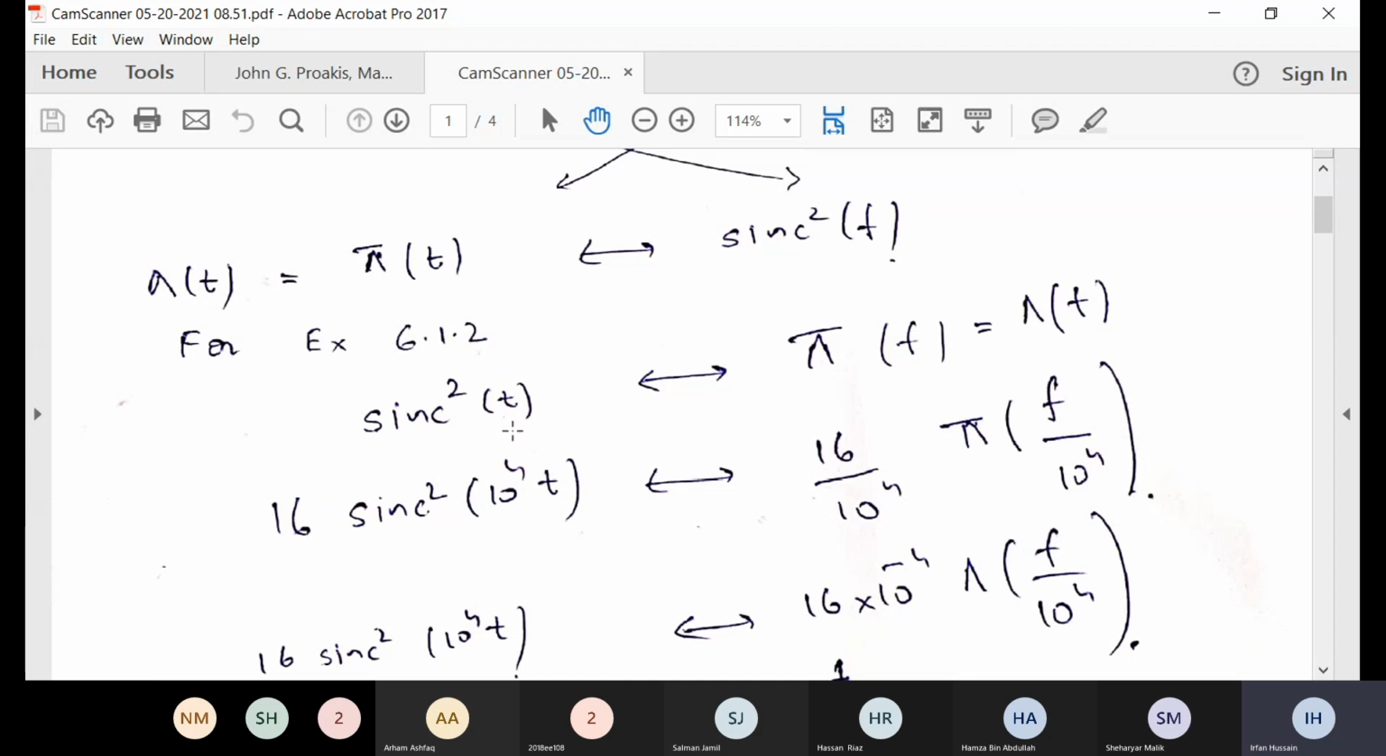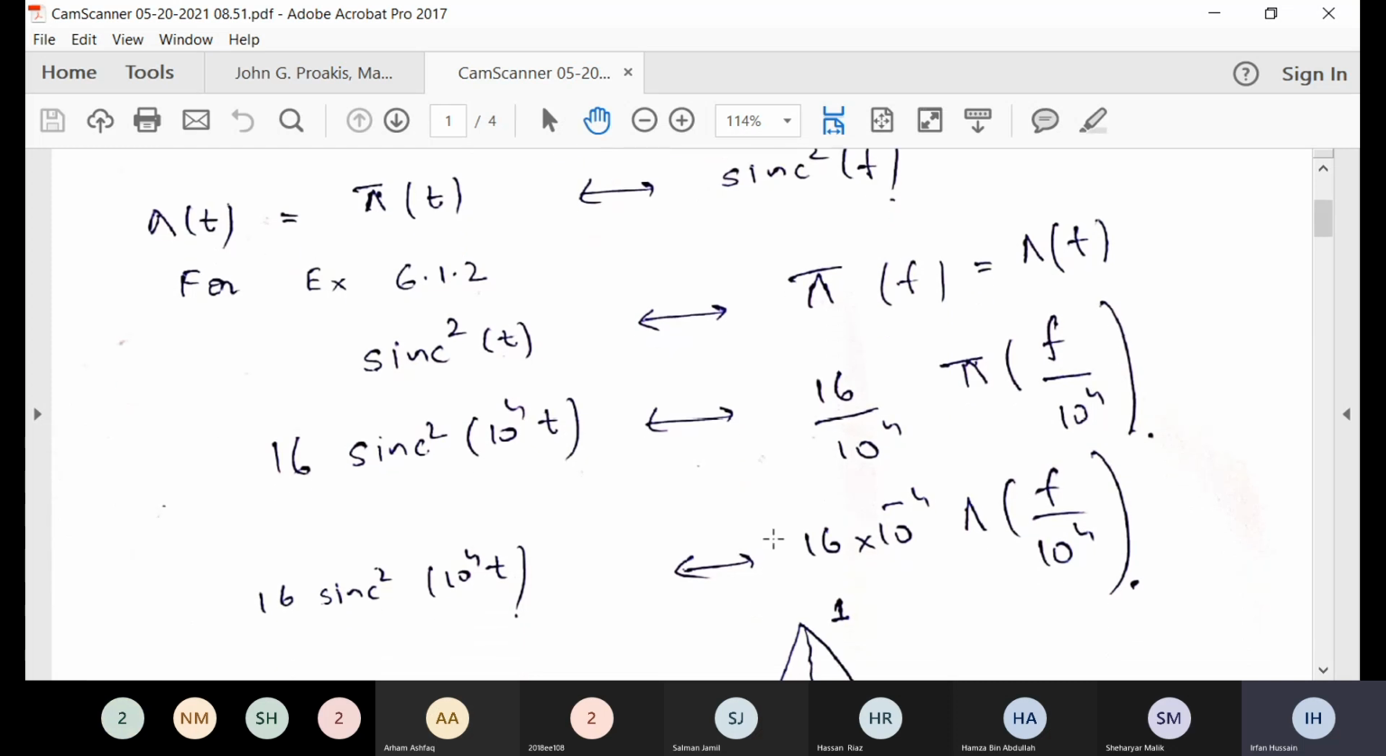So we have seen that sinc square gives us a triangle. If I scale my sinc square by 10 to the power 4, then from the Fourier transform property, if it is multiplied here, frequency will be divided here, as well as outside. Scale by 16 is scale by 16. This comes out to be its Fourier transform, and as this was an autocorrelation, this will be its power spectral density.